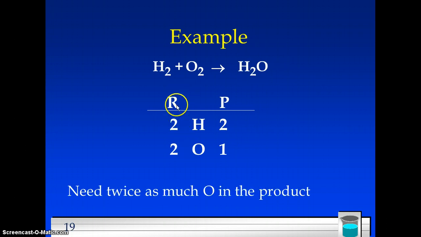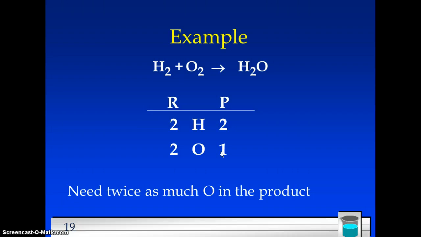In this case, I have 2 hydrogens, so I'm going to put a 2 down. I have 2 oxygens. On the other side, I have 2 hydrogens, put my 2, and I have 1 oxygen, so I put the 1. If I look as is, my hydrogens are balanced, but my oxygens are not. I need twice as much O in the product. So what can we do?